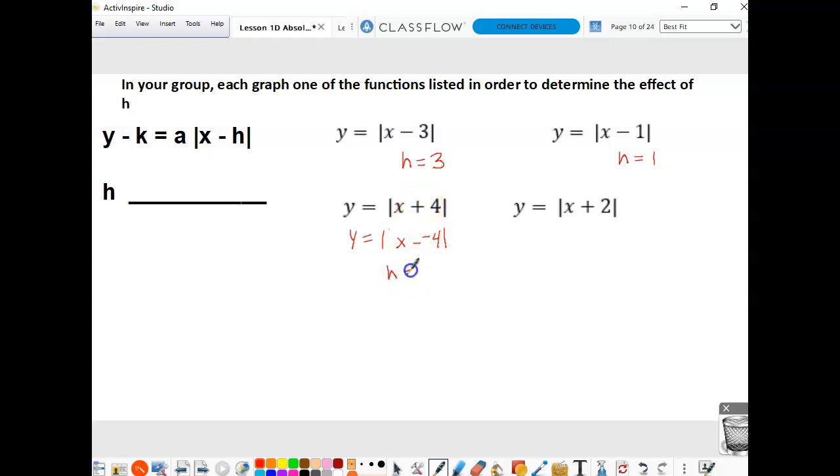So here h is going to equal a negative 4, and here h will equal a negative 2 for that same reason, that it was a minus a negative. So go ahead and graph those four, pause the video, and then come back, and hopefully you'll get the same result on what adding that number in there does.